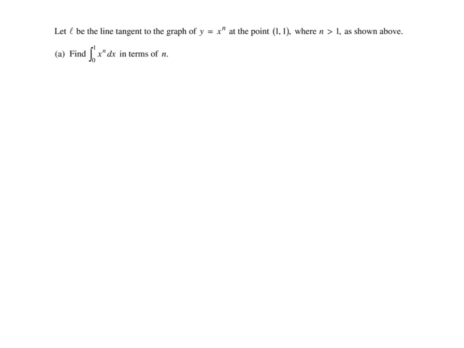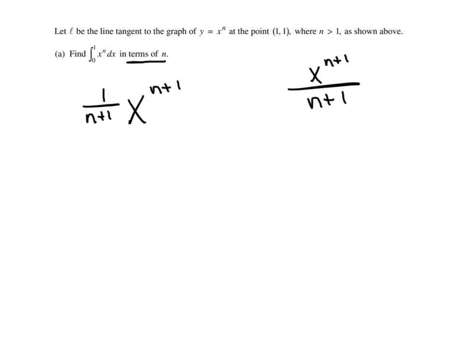Part A is extremely straightforward, and the only thing that could possibly throw us off is if we're slightly uncomfortable with doing things in terms of n. And so I'm going to go ahead and find the antiderivative. We're going to add 1 to that exponent and then multiply by the reciprocal of the new exponent. Of course, you could have written x to the n plus 1 divided by n plus 1. That would also have been equivalent.